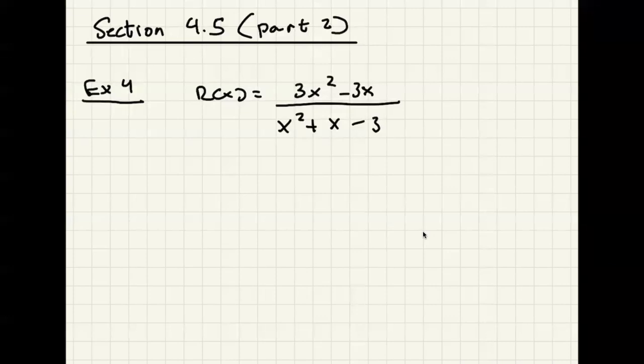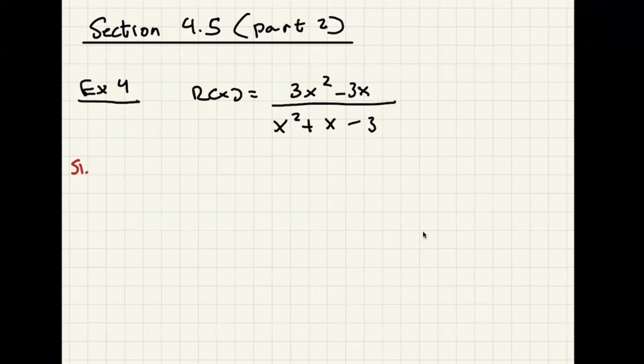We're just going to go straight into the problem. The same process as usual. Step one is to write our function in factor form. So this has 3x, that has 3x. We can factor out 3x from the top, and we're left with x minus 1 on the top. On the bottom, we can factor this into x plus 3.